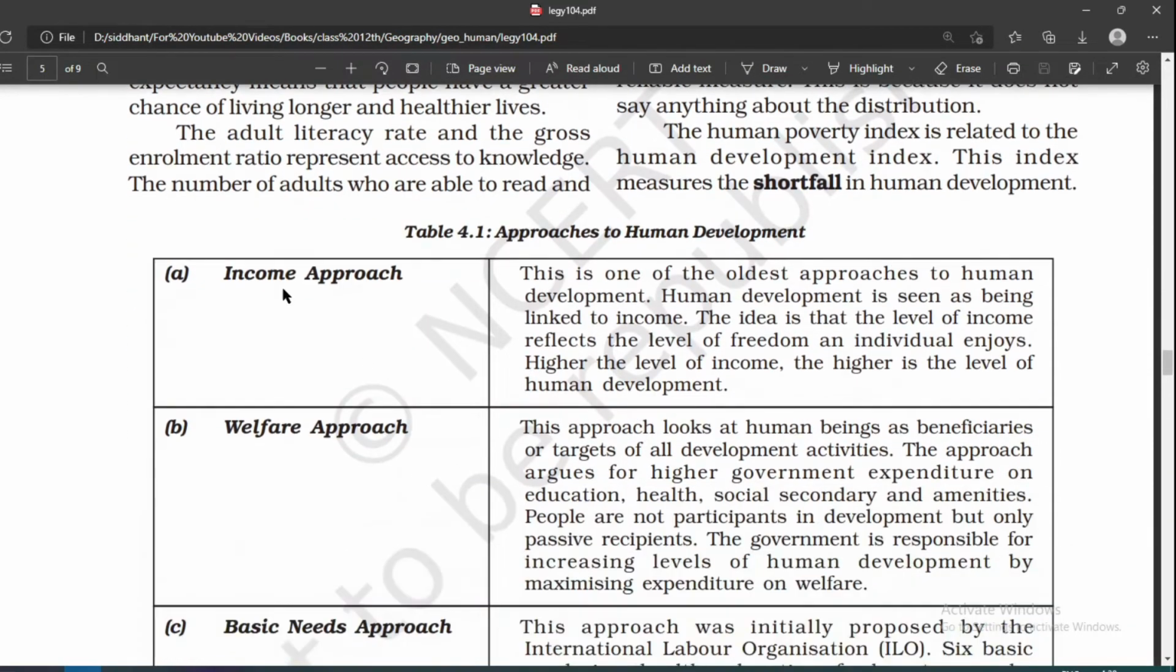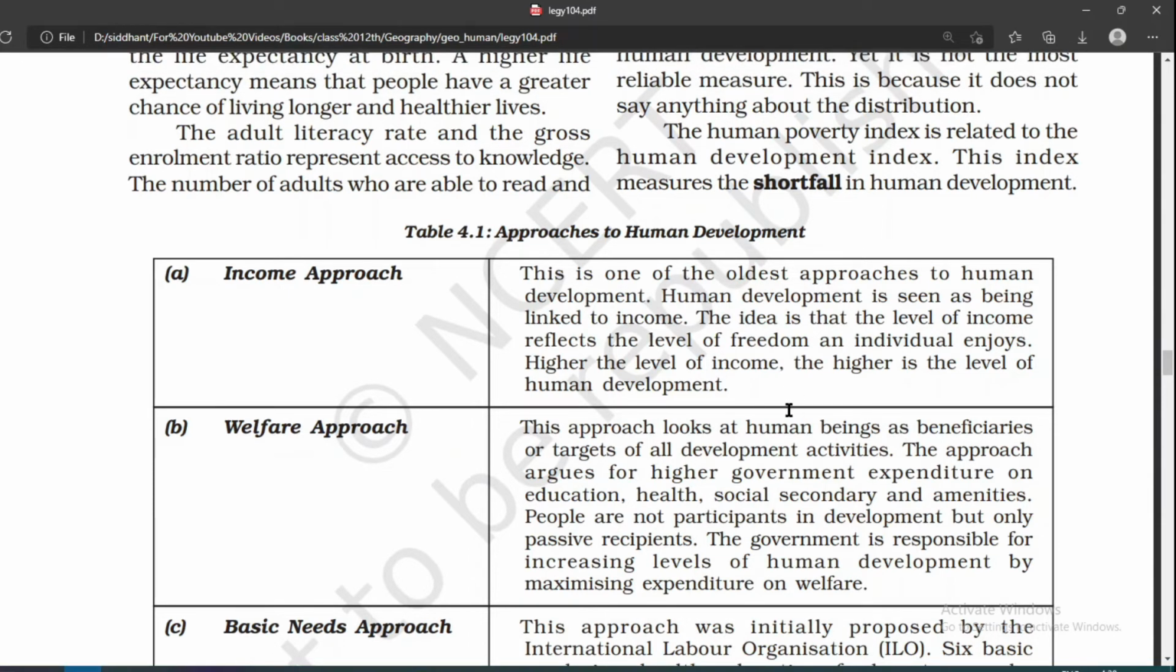Approaches to human development. First, the income approach. This is one of the oldest approaches to human development. Human development is seen as being linked to income. The idea is that the level of income reflects the level of freedom an individual enjoys. The higher the level of income, the higher is the level of human development.